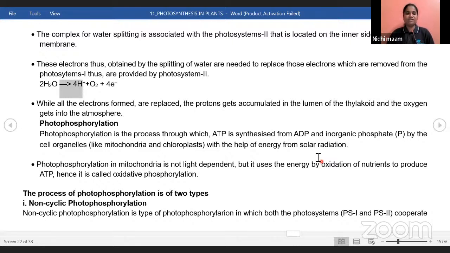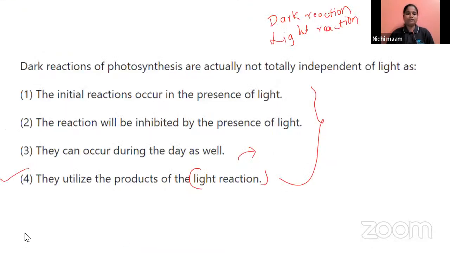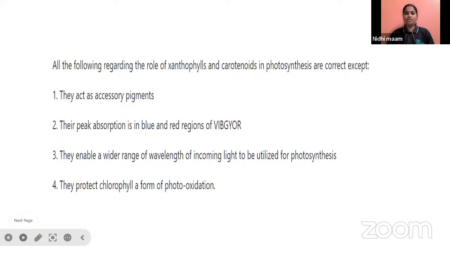Fine. So let us proceed with the questions now, and again we shall come back to the concepts. Next question. All the following regarding the role of xanthophylls and carotenoids in photosynthesis are correct except. So xanthophylls and carotenoids are pigments. Here they state some of their functions, and ask which is a wrong statement regarding xanthophylls and carotenoids.